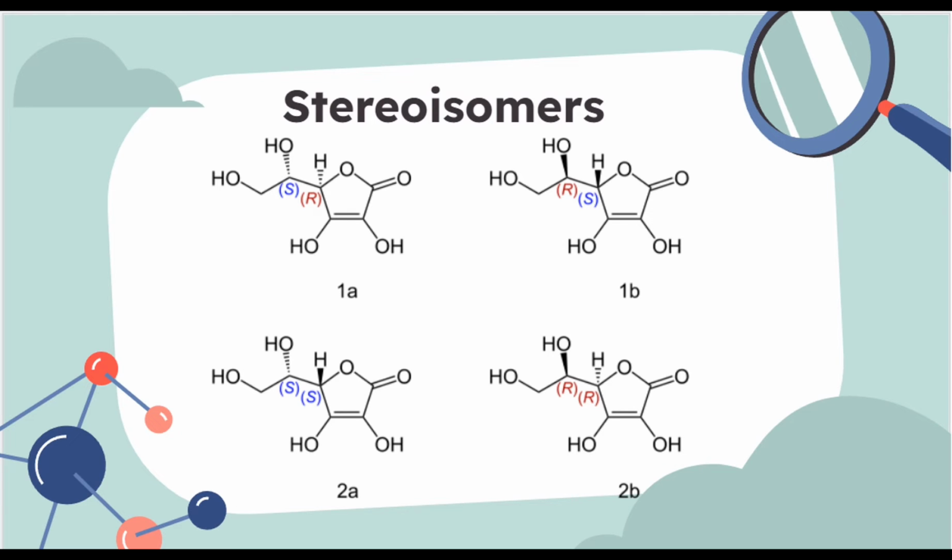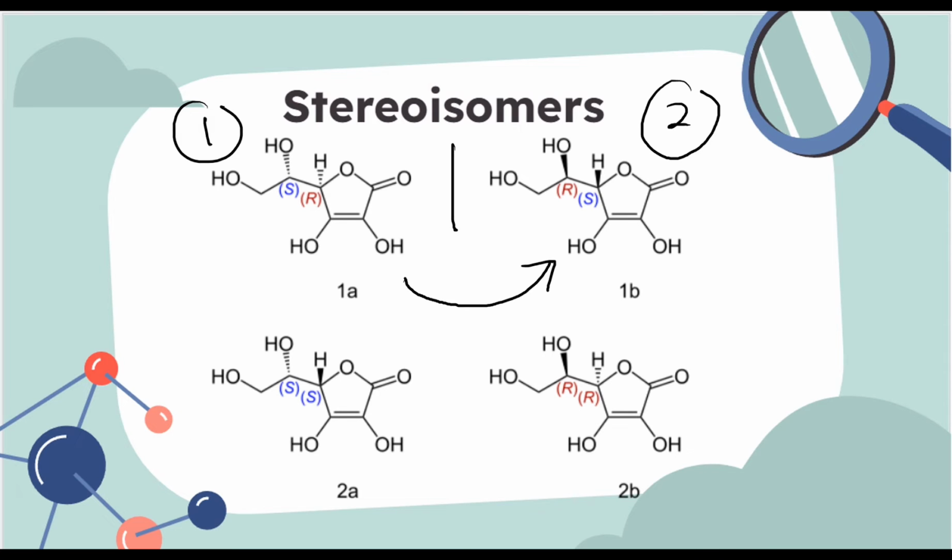Stereoisomers. The first stereoisomer is the ascorbic acid structure itself, in which the hydroxyl group and the hydrogen atom are on the same side, which is the wedge side. When we put a plane here, it will produce a non-superposable mirror image, which is the second stereoisomer. So the relationship between these two is the enantiomer.